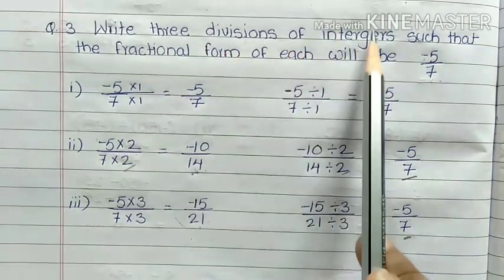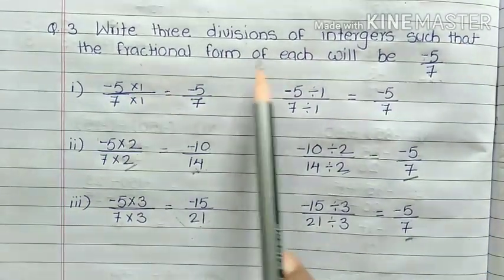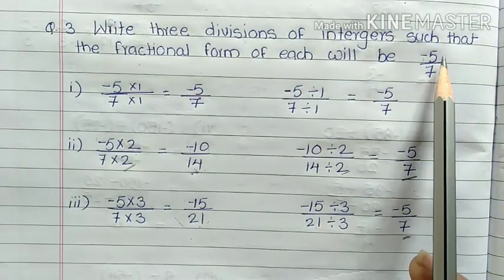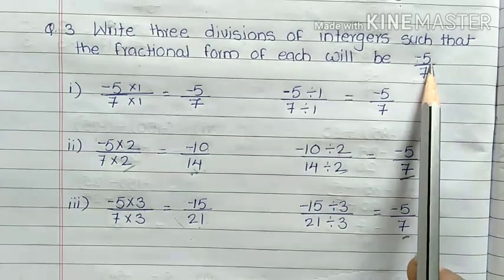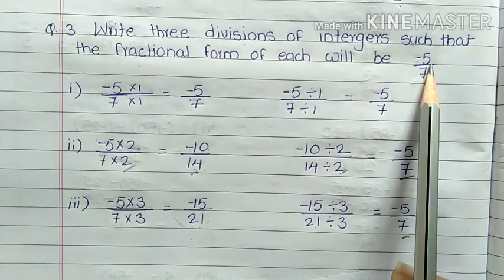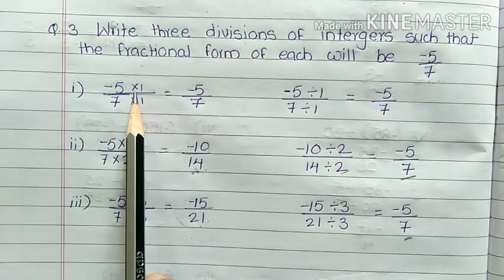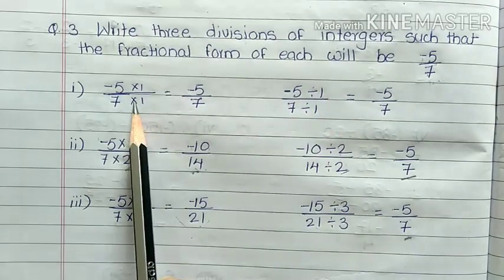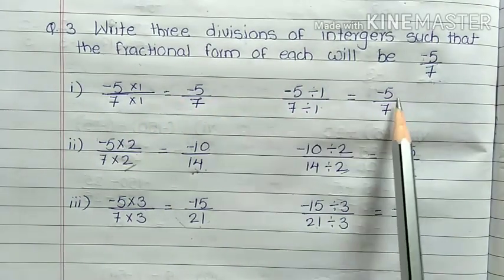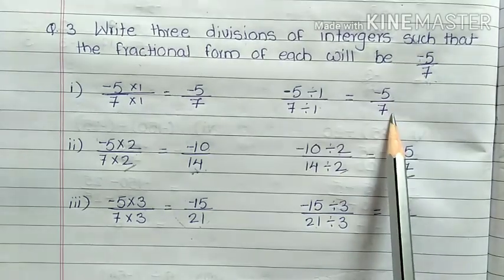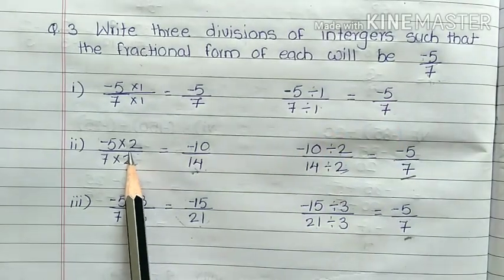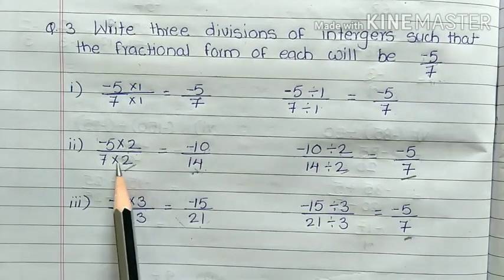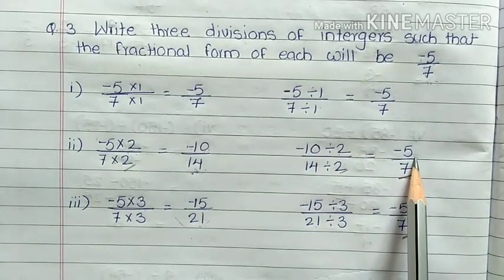Write 3 divisions of integers such that the fractional form of each will be minus 5 upon 7. Whenever I perform the division, my final answer is minus 5 upon 7. Same thing: I multiply by 1 and divide the answer by 1, because I multiplied by 1, to get the original fraction minus 5 upon 7. Multiplied by 2, minus 10 upon 14. So minus 10 upon 14 divided by 2, the answer is minus 5 upon 7.